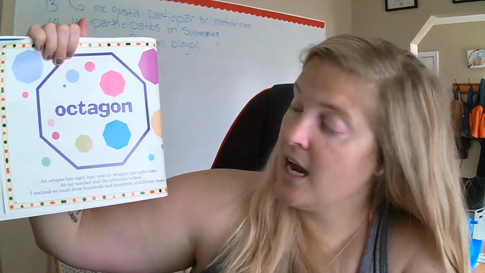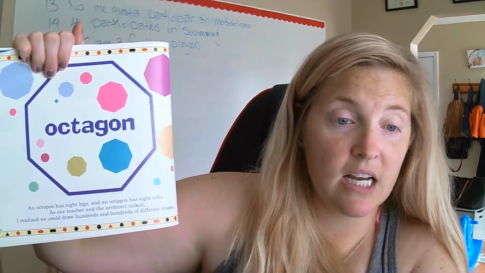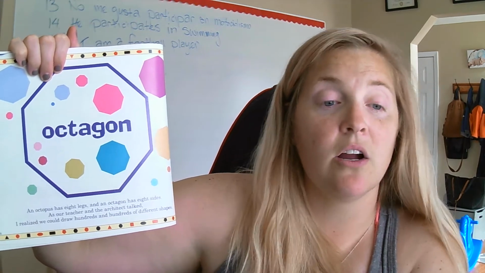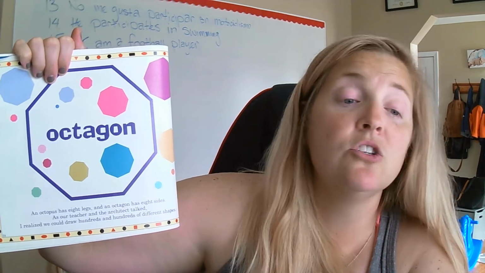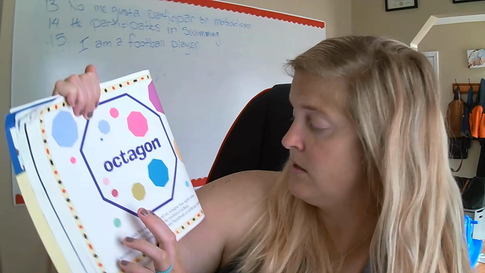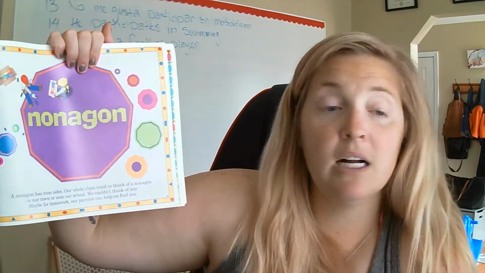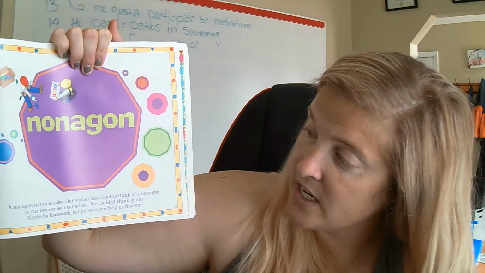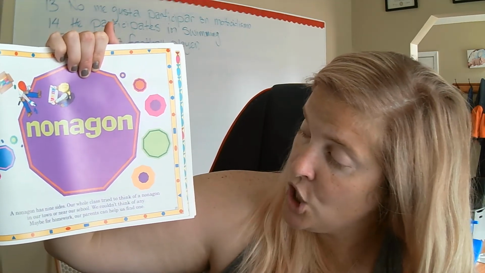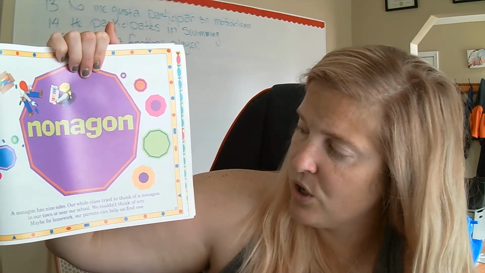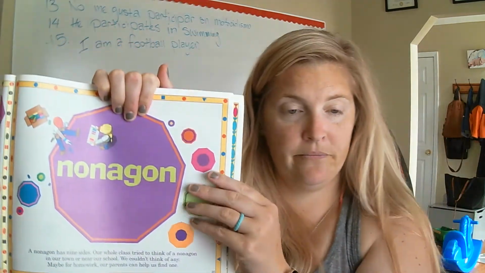Octagon. An octopus has 8 legs. An octagon has 8 sides. As our teacher and the architect talked, I realized we could draw hundreds and hundreds of different shapes. A nonagon has 9 sides. Our whole class tried to think of a nonagon in our town or near our school. We couldn't think of any. Maybe for homework our parents can help us find one.